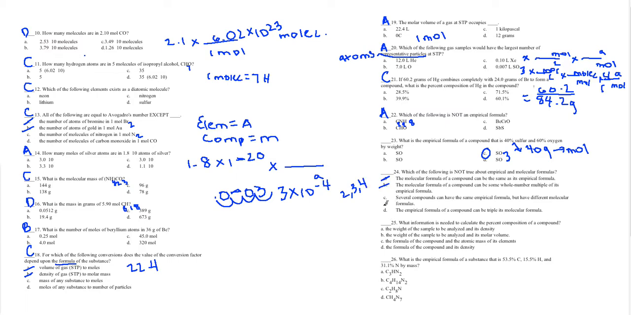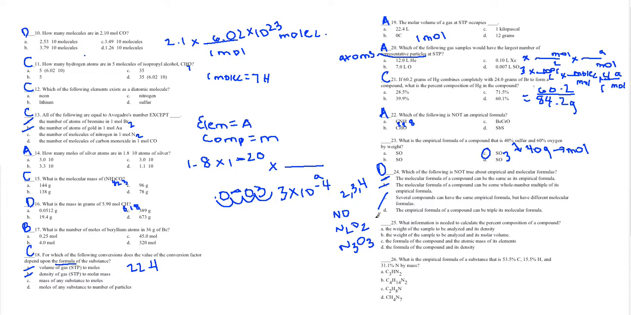Several compounds can have the same empirical formula, but have different molecular formulas. So for example, NO could exist as N2O2 or N3O3. Obviously these don't really exist, but those are examples of what could happen. So yeah, that's fine, right? Same empirical formula, different molecular formulas. The empirical formula of a compound can be triple its molecular formula. That's not true. Your empirical formula will always be smaller than your molecular, right? This couldn't be the empirical formula of this. This couldn't be the molecular and this the empirical. This would always have to be the molecular and that the empirical.